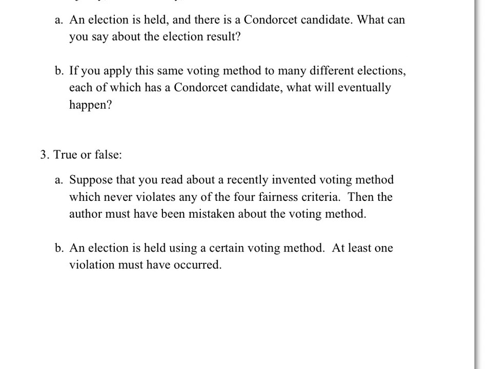Finally, question number 3, a pair of true-false questions. So A, true or false. Suppose that you read about a recently invented voting method which never violates any of the four fairness criteria. Then the author must have been mistaken about the method. True or false? Then question B, true or false, an election is held using a certain voting method. At least one violation must have occurred. True or false? Please answer these before going on to the next and final video.